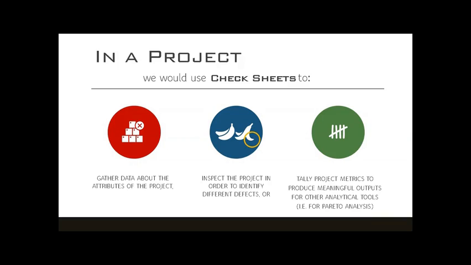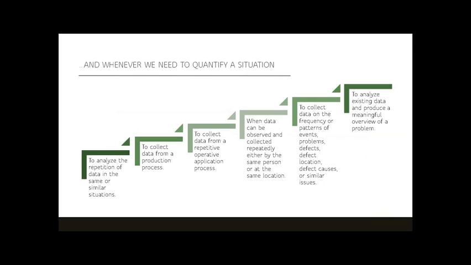In a project, therefore, we would use a check sheet if we need to gather data about the attributes of the project, or if we need to inspect and identify different defects, or if we need to tally project metrics to produce some meaningful output for other analytical tools, such as the Pareto analysis. The check sheet is literally a Swiss Army knife to quickly and easily quantify the situation.